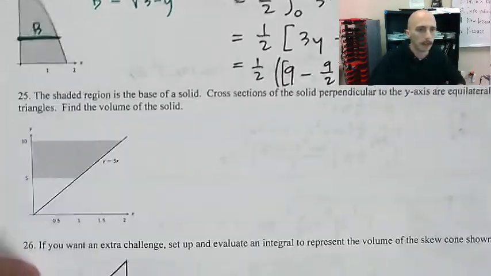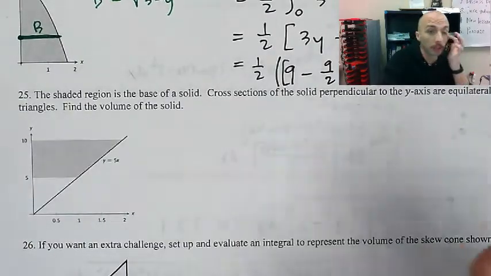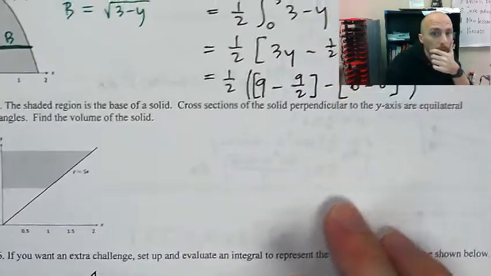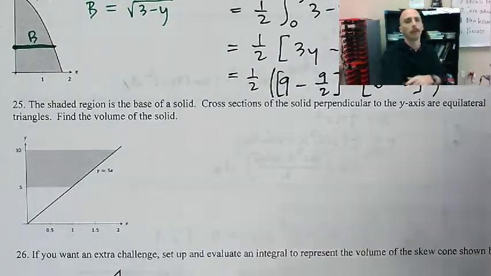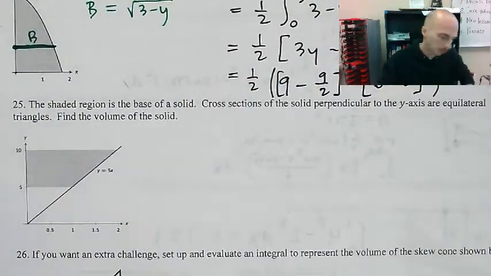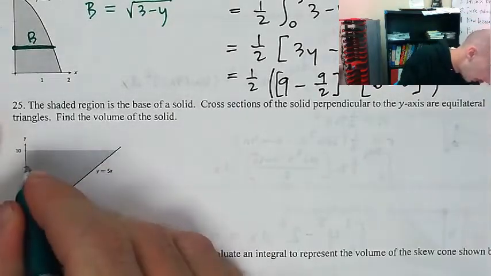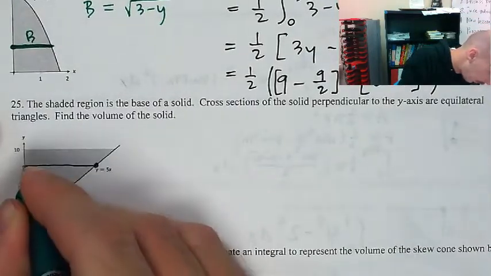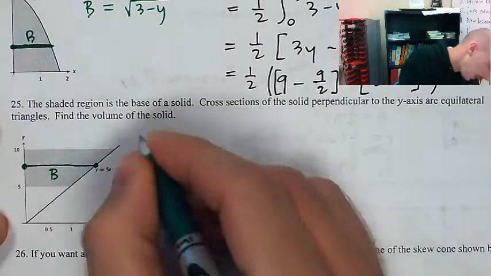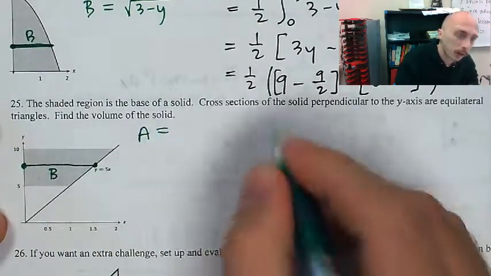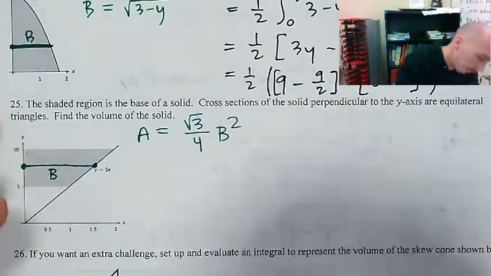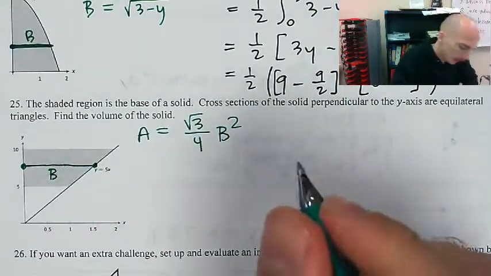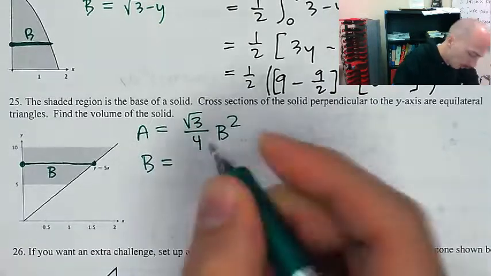Now, 25. The shaded region is the base of a solid. Cross sections perpendicular to the y-axis are equilateral triangles. Find the volume of the solid. All right, I already did one that was equilateral triangles, so I'm not going to go through the reason why the formula is what it is. I'm just going to say this is the base of the triangle. Area of an equilateral triangle is going to be root 3 divided by 4 times base squared. Okay. And base is equal to right minus left.